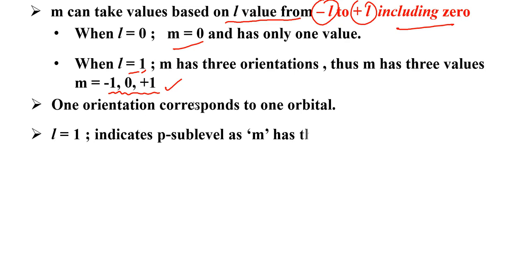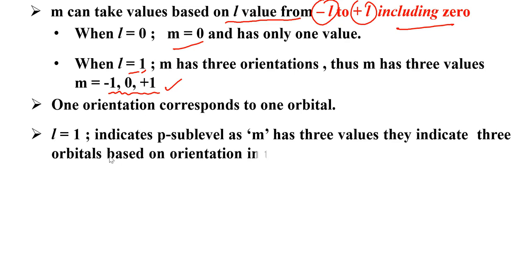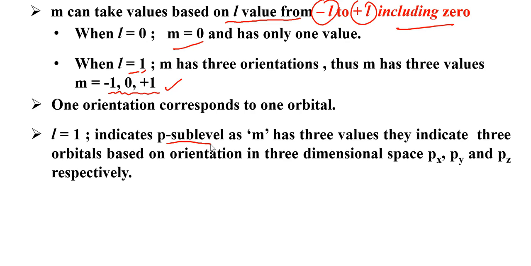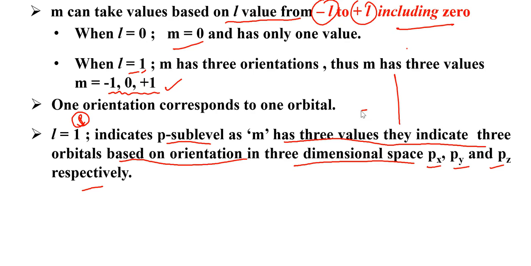Like that, orientation corresponds to one orbital. When L equal to 1 indicates P subshell, M has 3 values. They indicate 3 orbitals based on orientation in 3-dimensional space: px, py, pz respectively. This means L equal to 1 is indicating P orbital. How many types can that P orbital be? 3 types. It may be placed on the x axis, it may be placed on the y axis, it may be placed on the z axis.